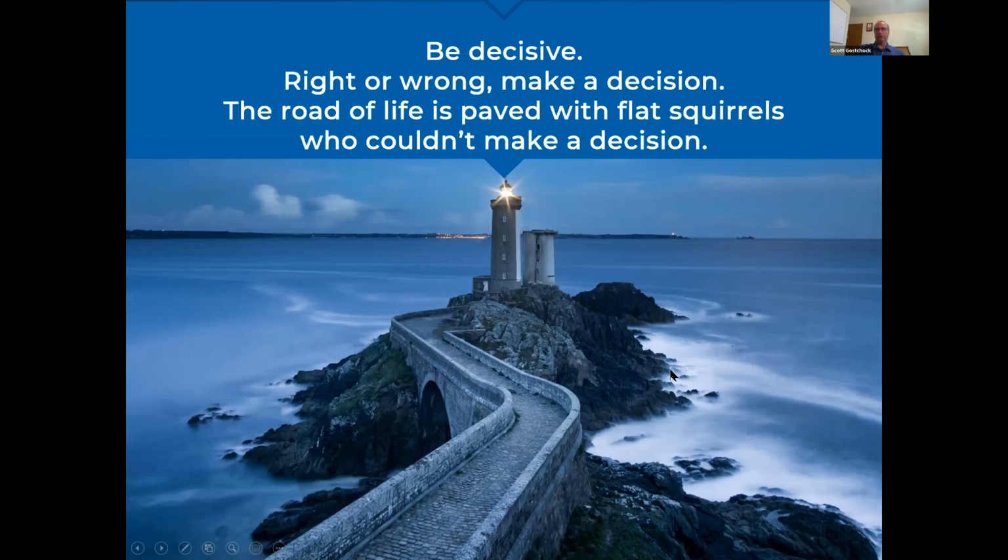So be decisive, right or wrong. Make a decision. The road of life is paved with flat squirrels who couldn't make a decision. So I don't want any of you out there to be a flat squirrel. Okay, we ought to make that decision and move forward.